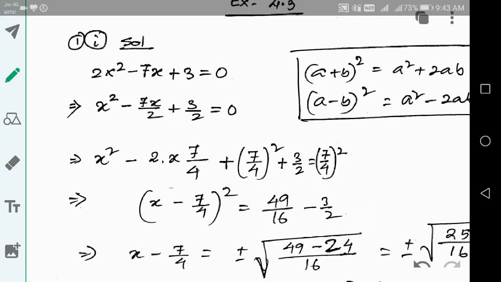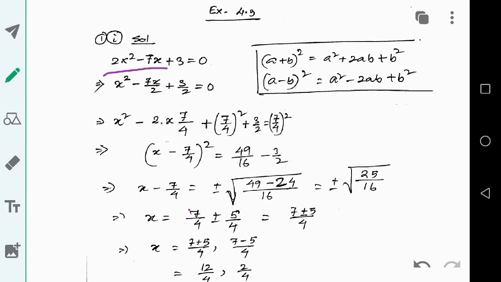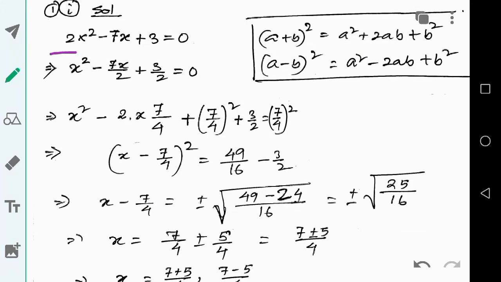Here you see, in order to solve by the completing square method, we have to arrange this in the form either a square plus twice ab plus b square, or a square minus twice ab plus b square. As the coefficient of x square is 2, which is not a perfect square, we divide both sides of the equation by the coefficient of x square, that is 2. Dividing both sides by 2, I have got x square minus 7x by 2 plus 3 by 2 is equal to 0.